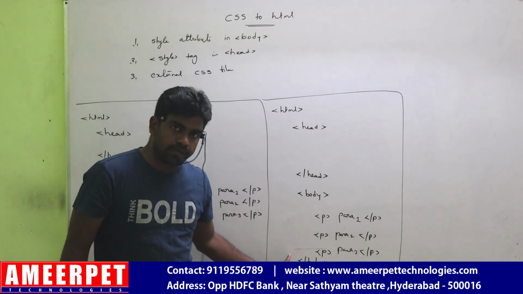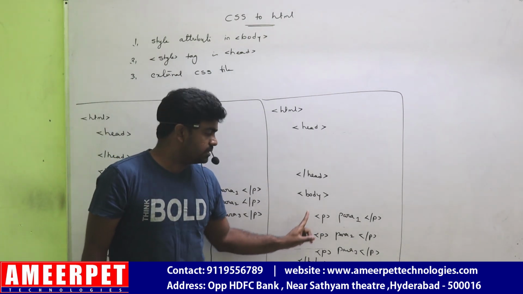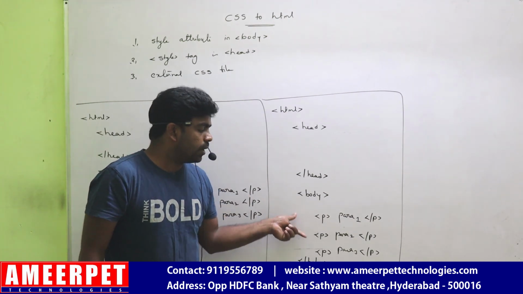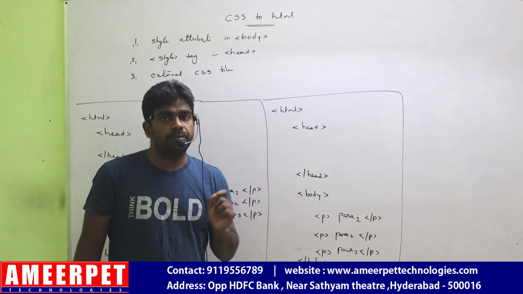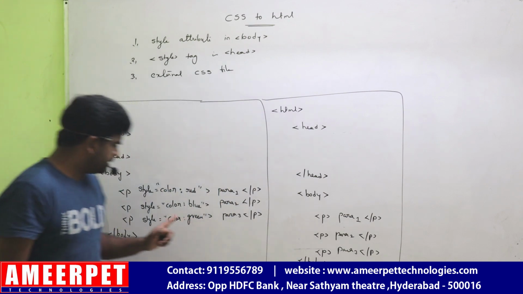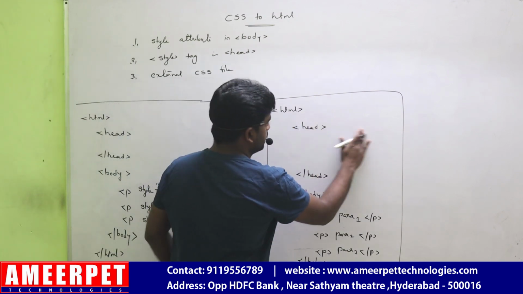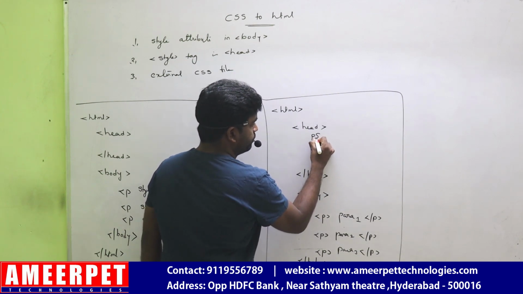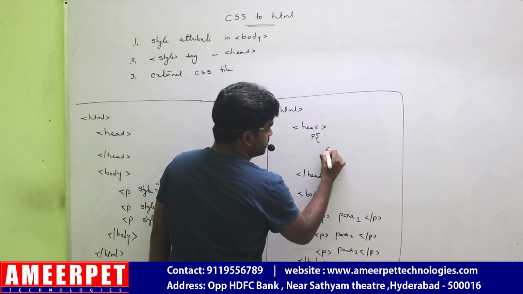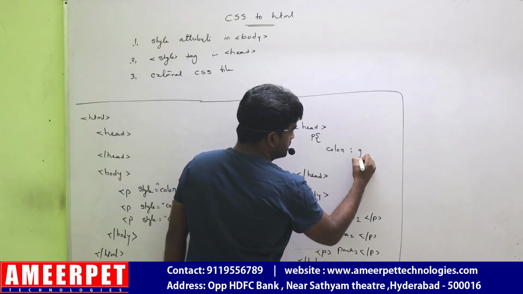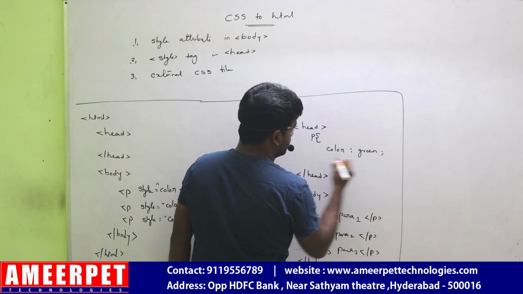Inside that body location, we are specifying the 3 paragraphs, and now we are representing all these 3 with the same color. Then no need to write it 3 times, 1, 2, 3. Why? Write only one time inside the head location, just paragraph P. We are specifying that color colon, suppose a green color, I am giving green.